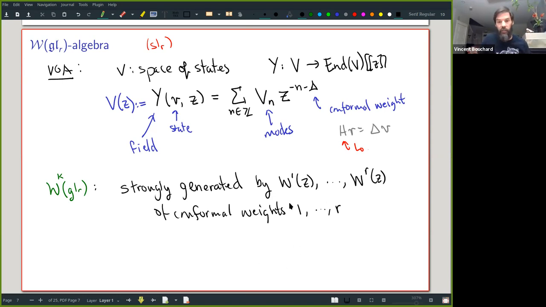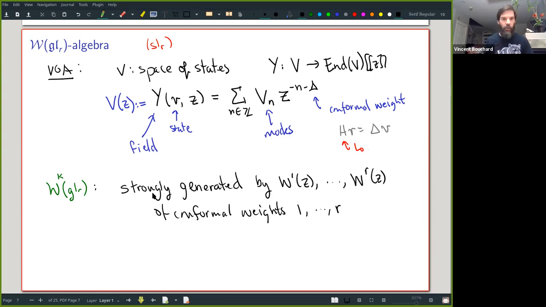Strongly generated means that you can construct all the states in your space of states by acting on the vacuum with the negative modes of these fields. It's negative if you shift by 1. If you shift by conformal weight, it would be conformal weight minus 1. But anyway, if you shift by 1 for that particular definition, then the space of states is spanned by all the products of negative modes acting on the vacuum. That's what it means to be strongly generated, and that will be important for us. Everything we do applies only to vertex algebras that are strongly generated. We don't really know how to do it if it's not strongly generated.